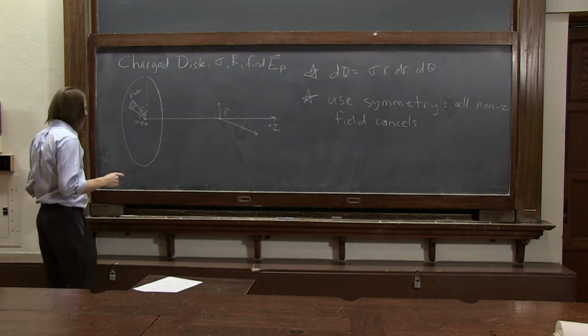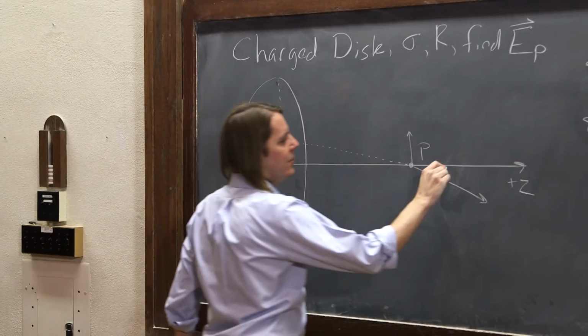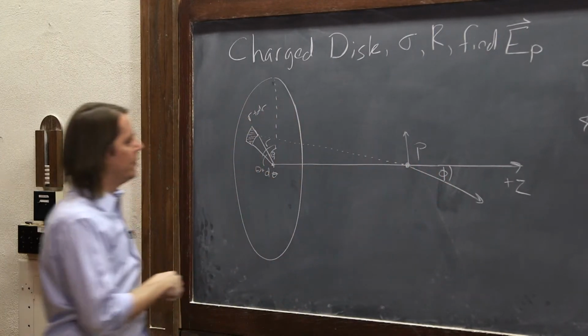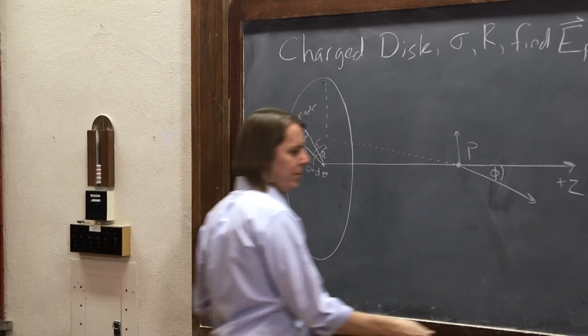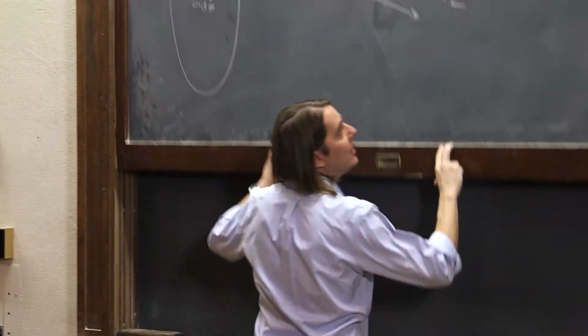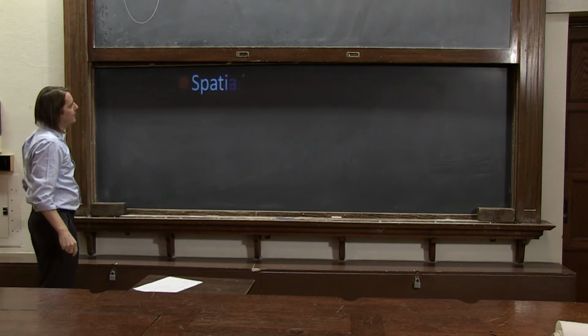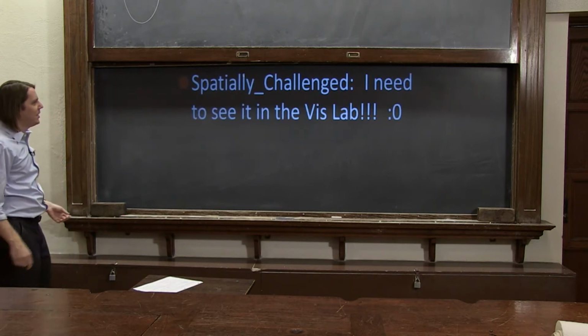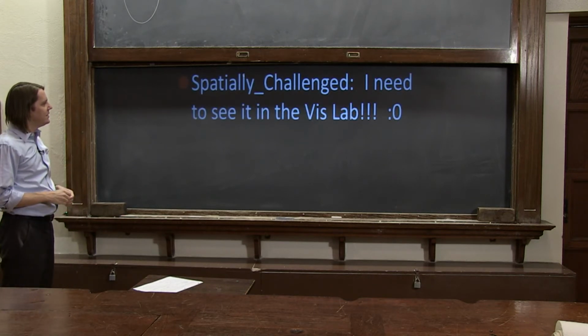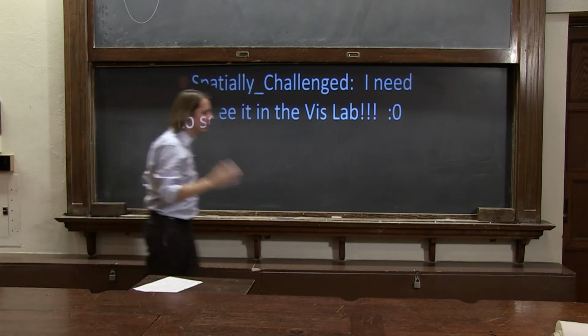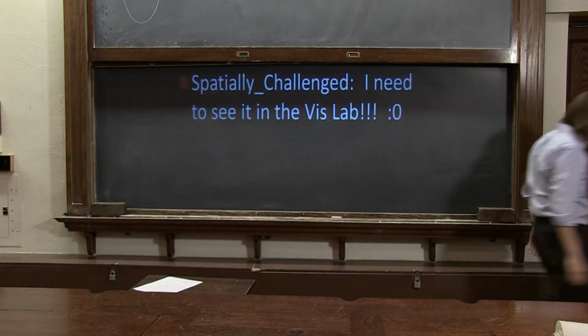So now we need to go through and think about this angle right here. Oh, okay, so we have a question here. Let me pull this up and see what we got here. Spatially challenged. I need to see it in the VisLab. Okay, so that was a very complicated drawing I did. Let's go look at it in the VisLab. Make sure you get it.